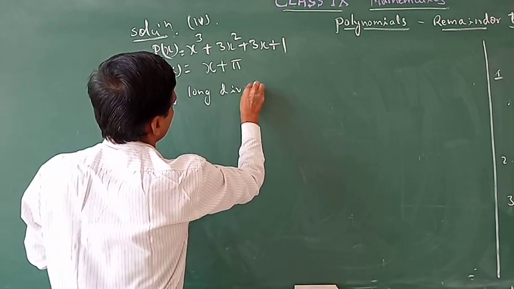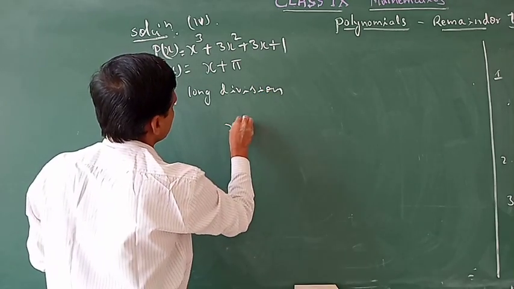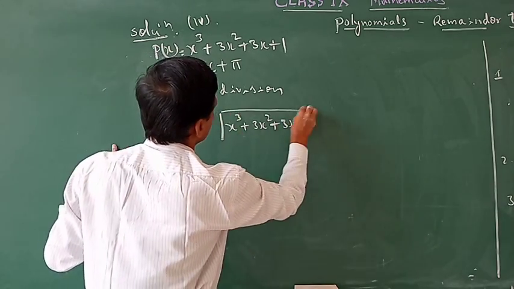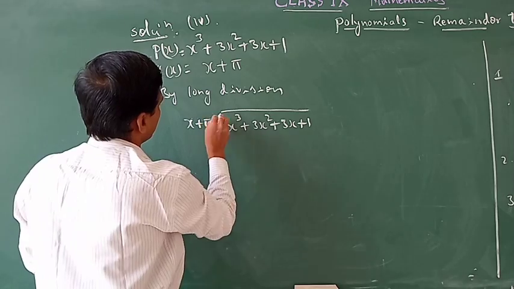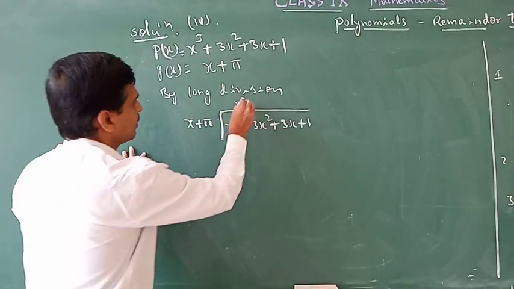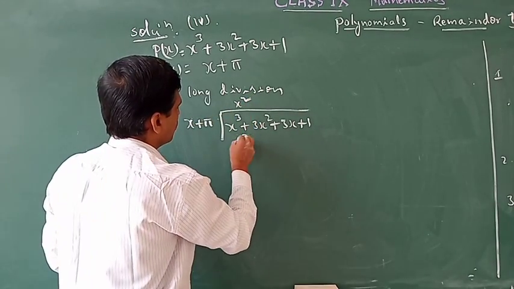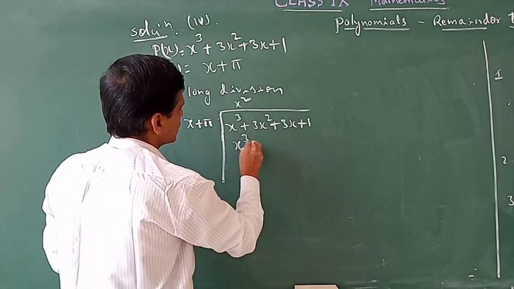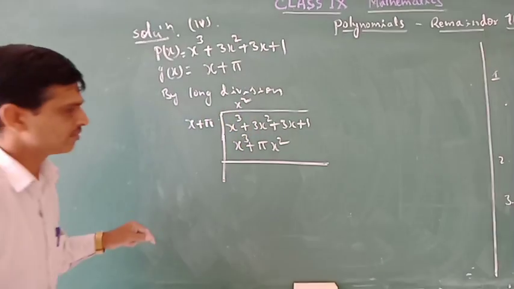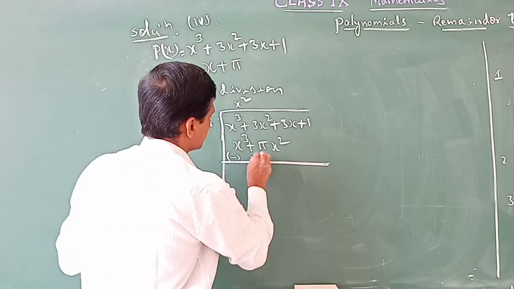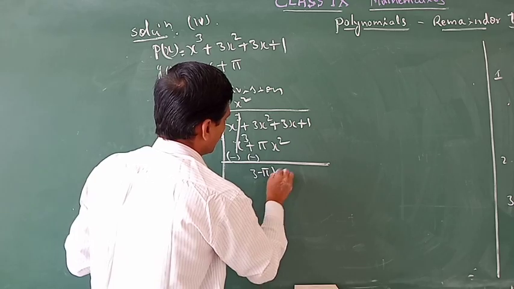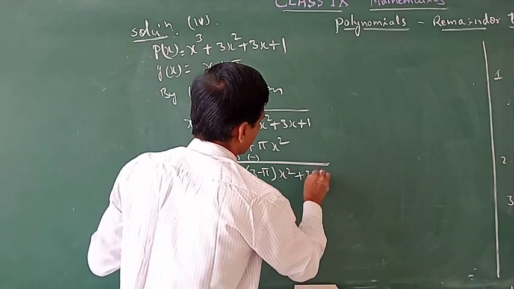By long division, you can write x cube plus 3x square plus 3x plus 1, and take x plus 5 as the divisor. Take the first term of the quotient, which will be x square, because x square into x is x cube. Here, plus 5x square. 5 is a real number, so here it becomes minus, and this is cancelled out. What is left now? 3 minus 5 into x square plus 3x.